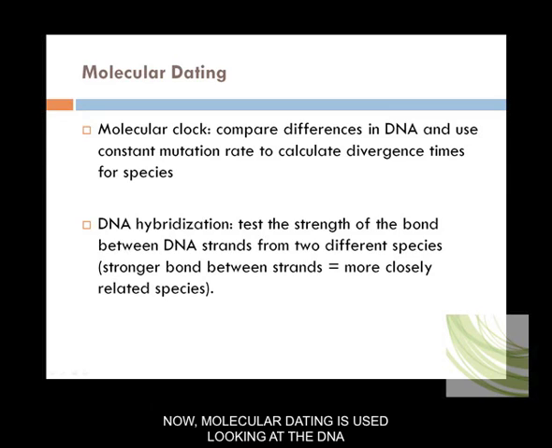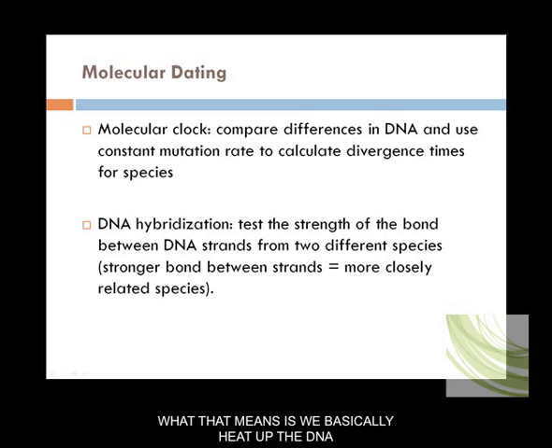Now, molecular dating is used looking at the DNA of the organism that we're interested in. So we can try and develop a molecular clock. We can compare the difference in the DNA between two samples and use a calculated constant mutation rate to figure out when they diverged from each other in history. Now, there's obviously problems with this because mutation doesn't always occur at a constant rate, but it can still give us a good ballpark. We can also use DNA hybridization.